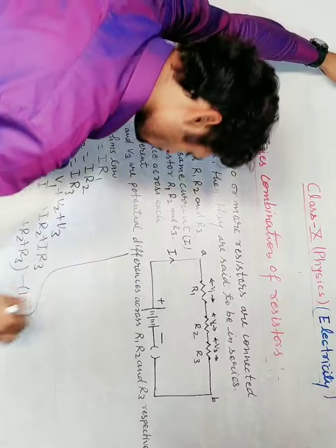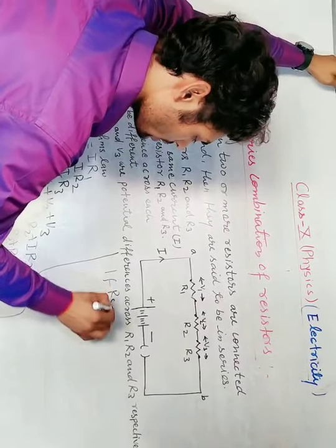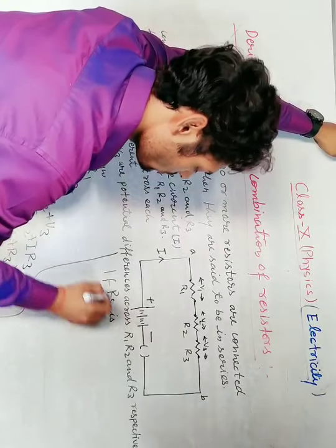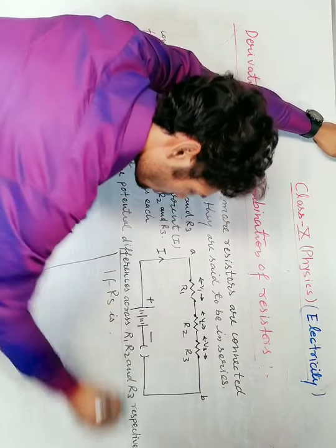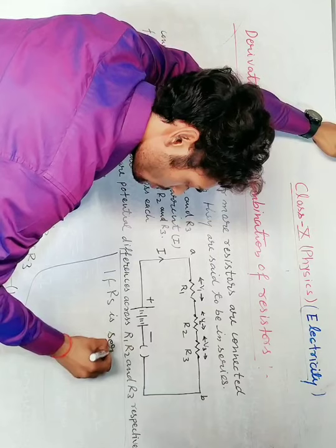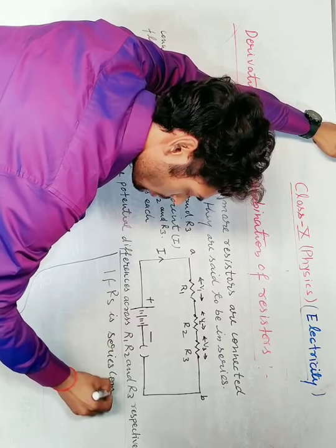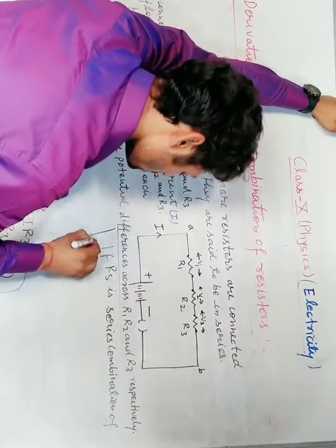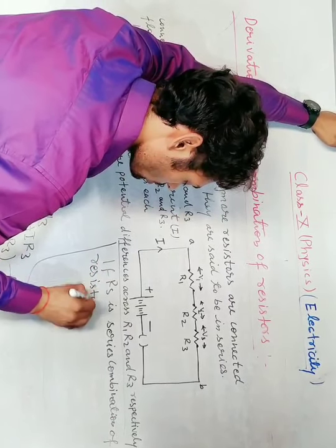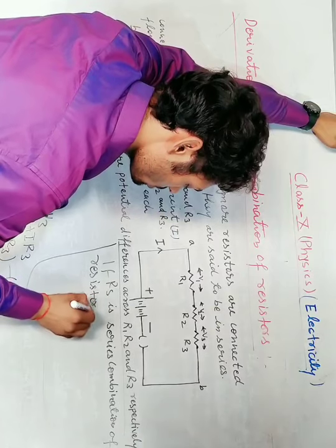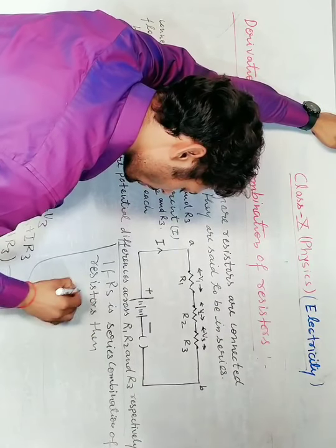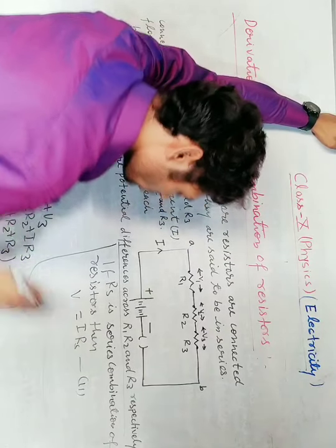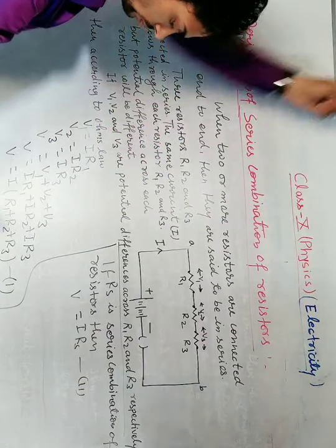If RS is the series combination of resistors, then V equal I RS. This is equation 2.